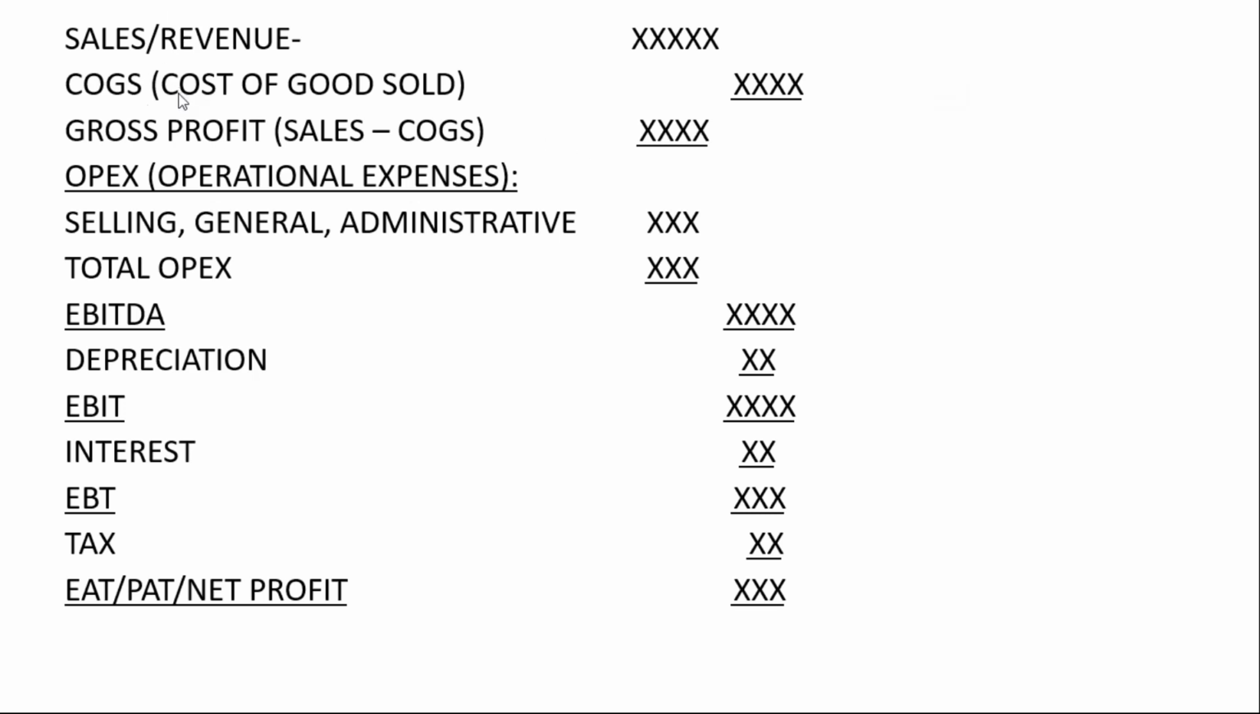Okay, so in this way we come to know the sales or revenue value and the COGS value calculation. So the COGS value calculation will be number of units sold into purchase cost per unit.